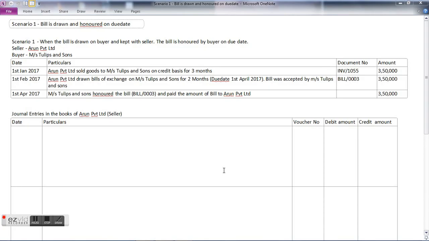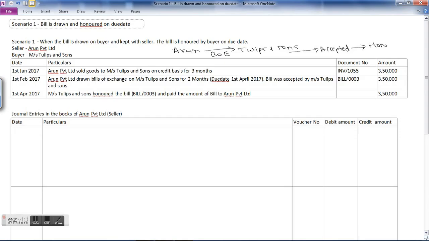Here the seller is Arun Private Limited. Buyer is Messrs Tulips and Sons. What has happened is, Arun is a seller, so Arun has drawn a bill of exchange on Tulips and Sons. Tulips and Sons has accepted it, and on the due date, Tulips and Sons has honored the bill, that is, made the payment to Arun.